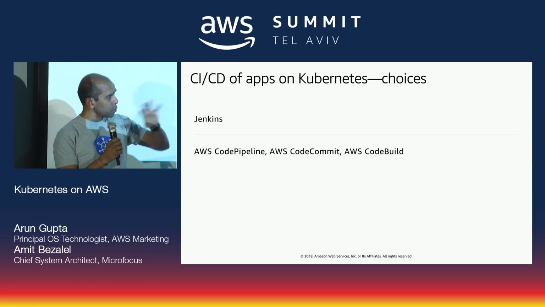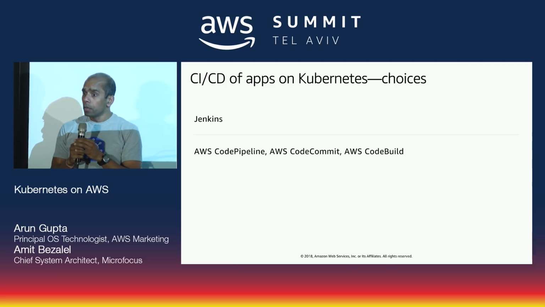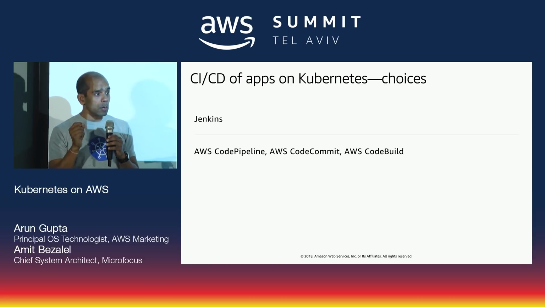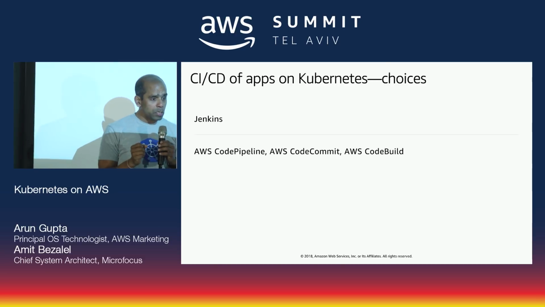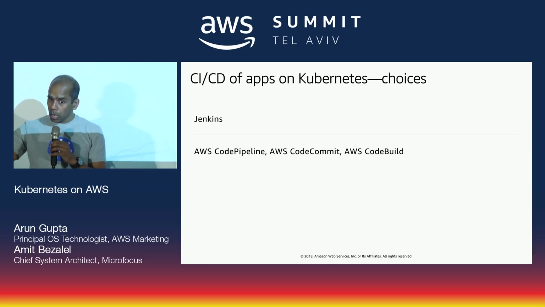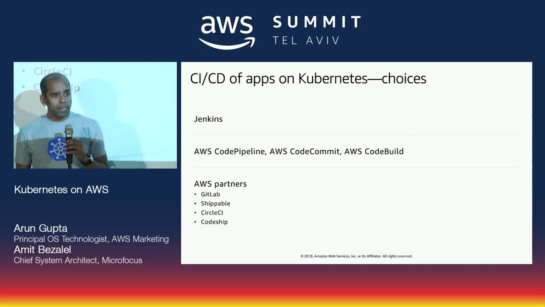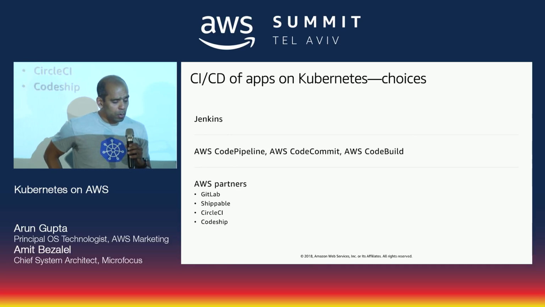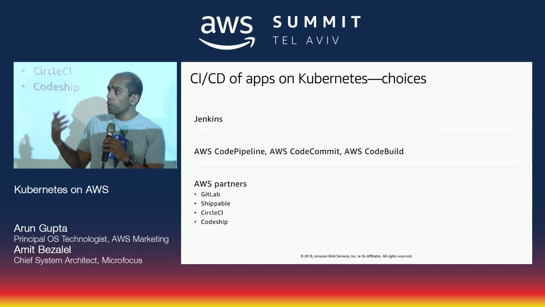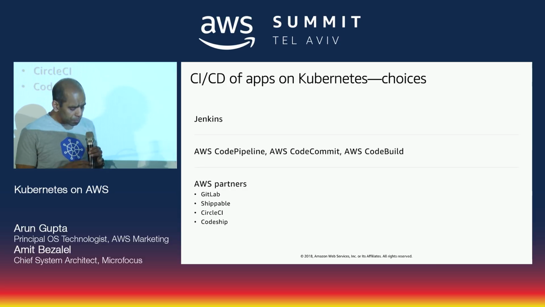AWS has this set of products, the CodePipeline, CodeCommit, CodeBuild, which work seamlessly for creating your pipeline. And again, in a very classical Amazon way, this is a fully managed service. And I'll show you how we expect this pipeline to work, particularly how you can get it running for a Kubernetes application. And of course, there are a bunch of AWS partners that you can take a look at. So GitLab, Shippable, CircleCI, CodeShip, lots of partners that provide similar offerings. And some of them are actually managed as well.